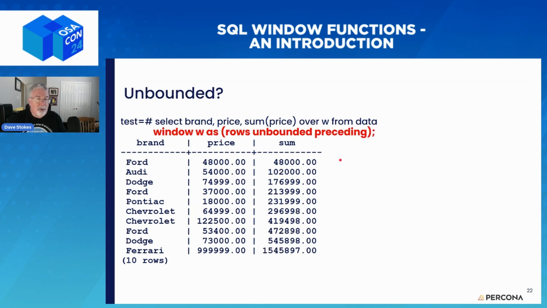Now, remember earlier when I said unbounded? Well, here we're going to look at all this information, select the brand, price, and sum of price, and we're going to just look at the rows with the unbounded preceding. So our first row is $48,000, and our sum is $48,000. Our second row, the price of the car, an Audi in this case, and the sum is $48,000 plus $54,000, which is $102,000, and so on and so forth. So we keep adding this to the figure over here. So by the time we get down here and we add the nearly $1 million, we get our total.